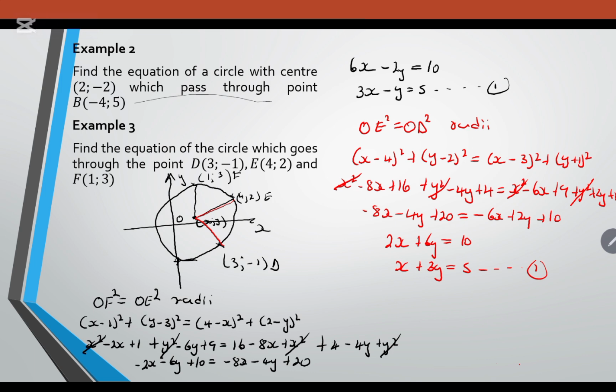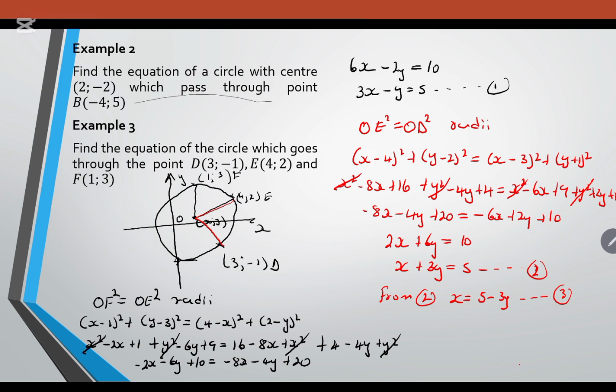From equation number 1 or from equation number 2, I can make one of the variables the subject of the equation. In the first equation, y has a coefficient of 1. In the second equation, x has a coefficient of 1. So from equation number 2, x is equal to 5 minus 3y. I call that equation number 3.